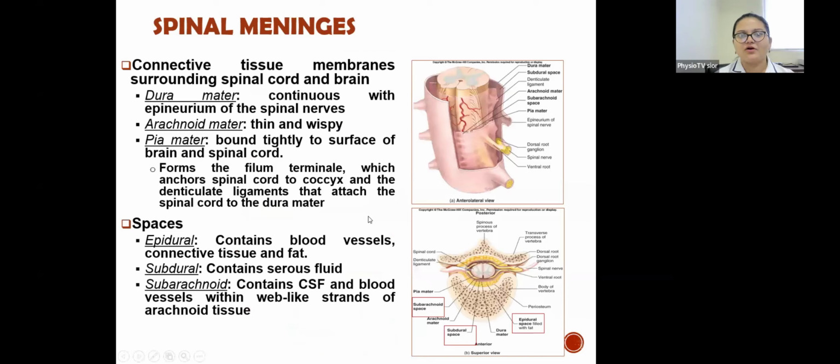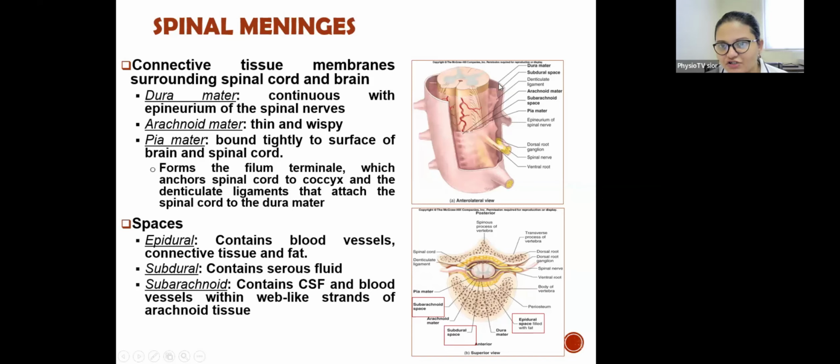Now, we also talked about meninges, which cover the spinal cord. So, what exactly are meninges? They are connective tissue membranes surrounding spinal cord and the brain. And there are three layers of meninges, which is dura, arachnoid, and pia mater, same as in the brain, right? So, dura mater, it is continuous with the epineurium of the spinal cord.